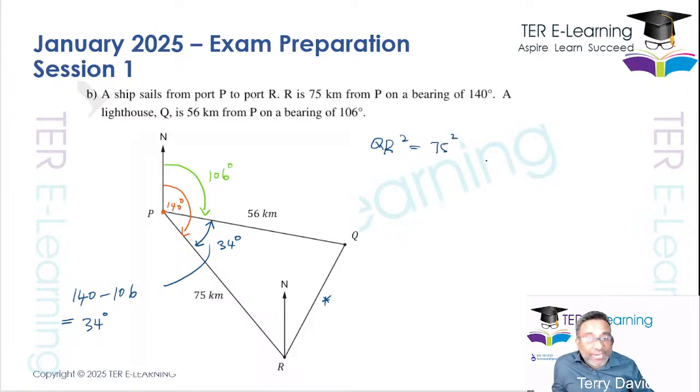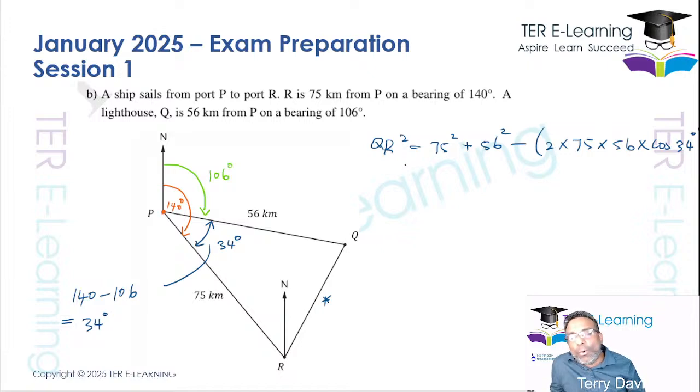So this is how I teach my class to do this. We're doing it based on the diagram, not based on the formula. So 75 squared plus 56 squared minus, open brackets, 2 by 75 by 56 by cosine 34. So we're using the cosine rule in order to work this out. Now, the cosine rule is given to you in the formula sheet. But some people, even though you have the formula, they can't work it out. So what I normally do, I work it out step by step.